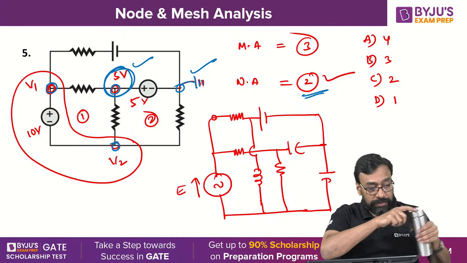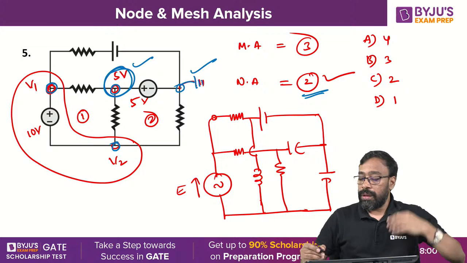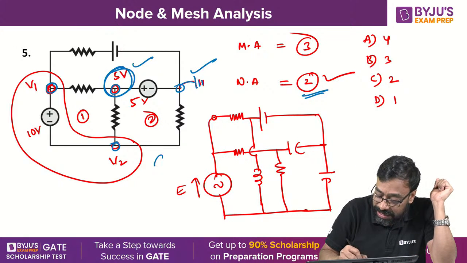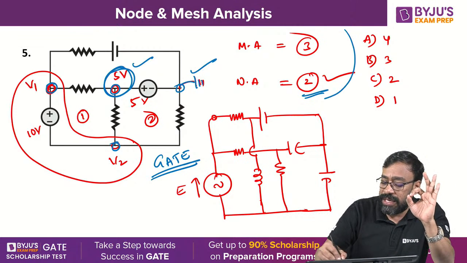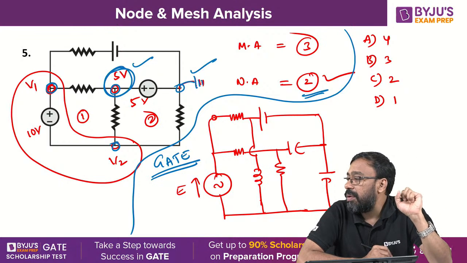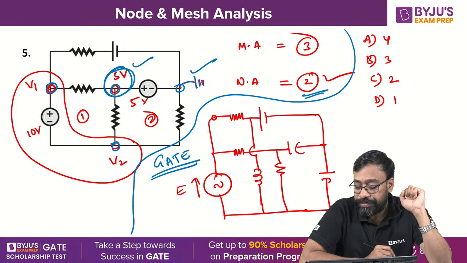Very good, Vikram. But you answered this question, Vikram. This question was asked in the GATE examination: the minimum number of equations required to analyze this network. How many equations are required? Option C. Let us see here.